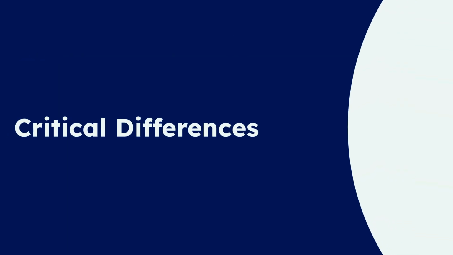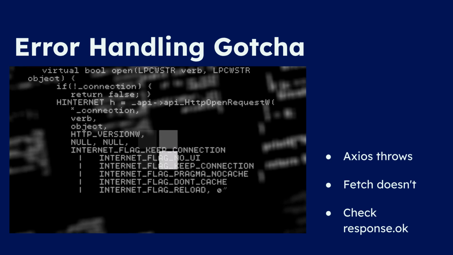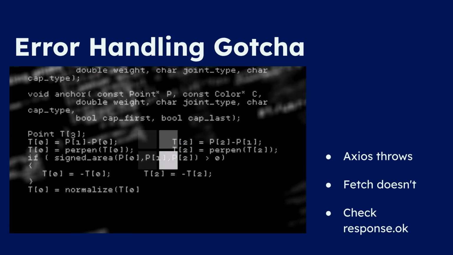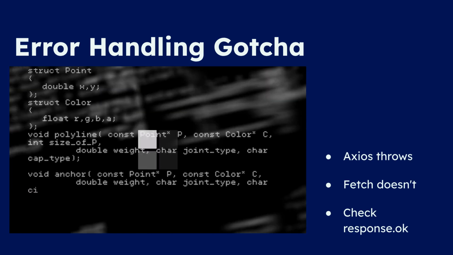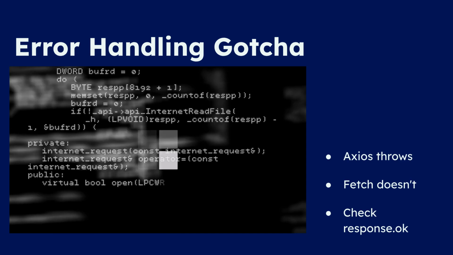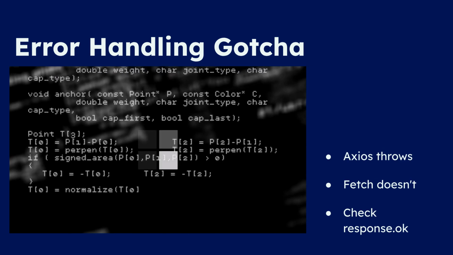Now let's talk about the features that truly distinguish these two methods, particularly when things go wrong. This is the biggest pitfall. Fetch does not throw an error on 4xx or 5xx HTTP status codes. You must manually check the response.ok property to identify and handle errors, unlike Axios, which throws immediately.